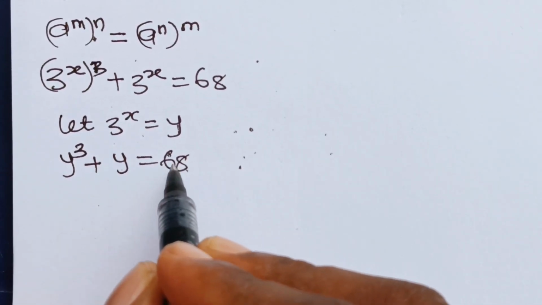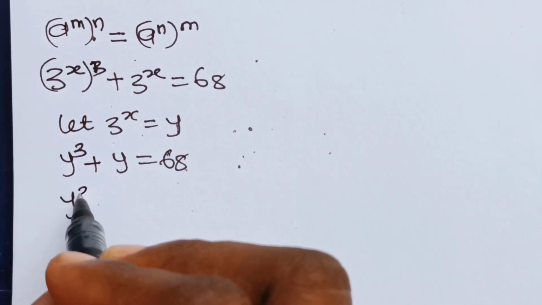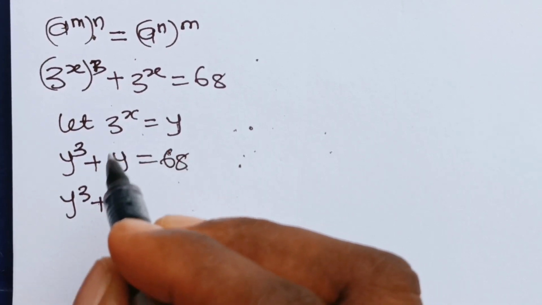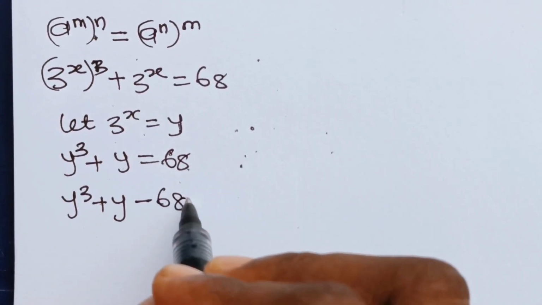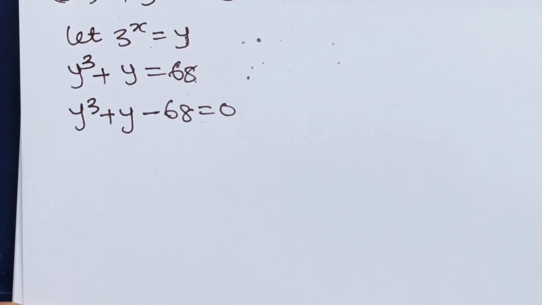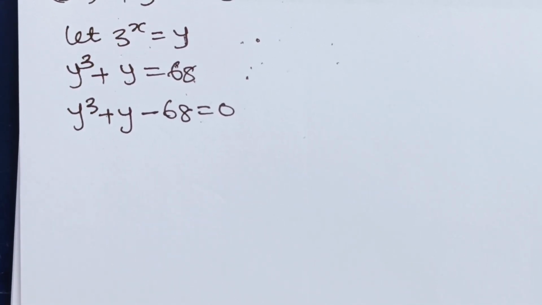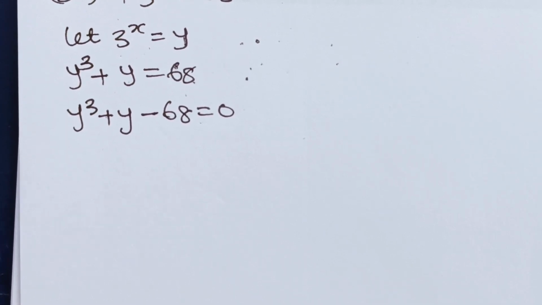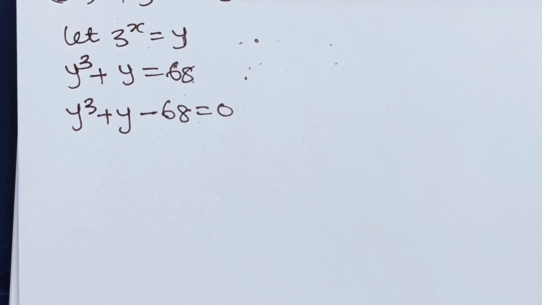Now let's bring this to this side of the equation. We have y to the power of 3 plus y, and 68 will cross to become minus 68 is equal to 0. Now we are going to solve this cubic equation using a particular method. There are so many ways of solving it, but we are going to solve this using trial and error first, then we use synthetic division to get the quadratic equation. This is what I mean.